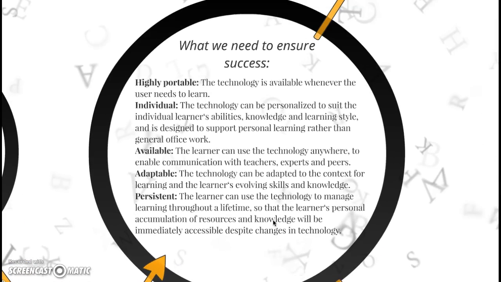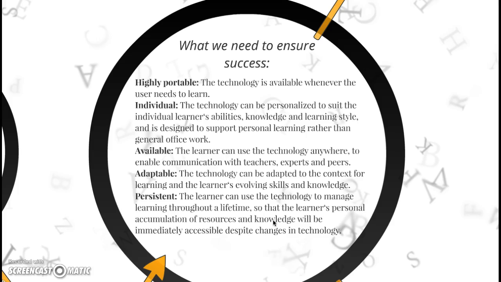What do we need to ensure success? The devices need to be highly portable. The technology is available whenever the user needs to learn. So in the classroom, they're there, they're ready to go. Individual: the technology can be personalized to suit the individual learner's abilities, knowledge, and learning style, and is designed to support personal learning rather than general office work.